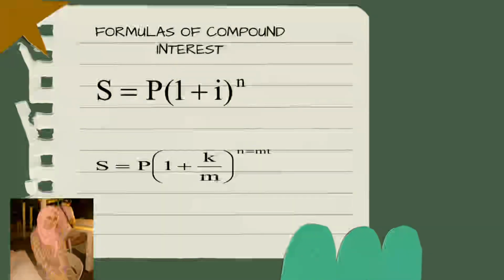S stands for the future value of the investment. P is the principal or the initial amount invested. K is the annual interest rate in decimal form. M is the number of compounding periods in 1 year. And T is the number of years the money is invested for.